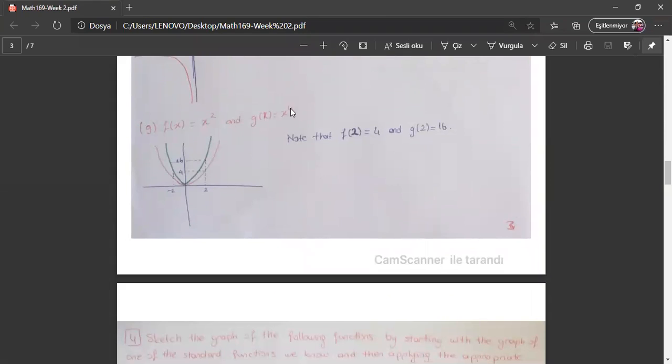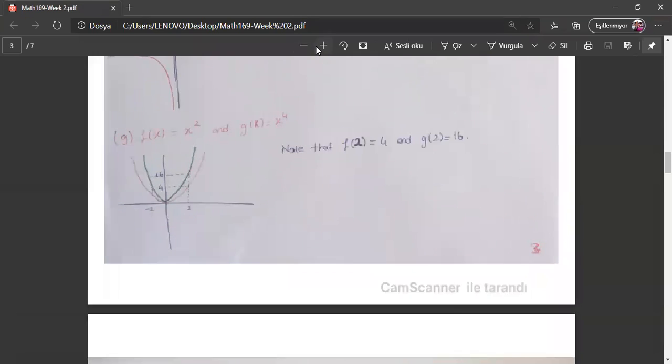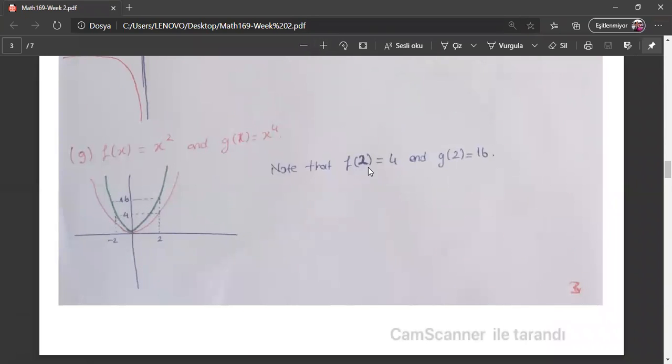What about x squared and x to the 4th? Here we have, for example, the point 2, where we can compute the values of the functions. F of 2 is 2 to the 2, which is 4. And g of 2 is 2 to the 4, which is 16, as in here. Again, for -2, they get the same values. So this green one is the function g, and this is the function f.